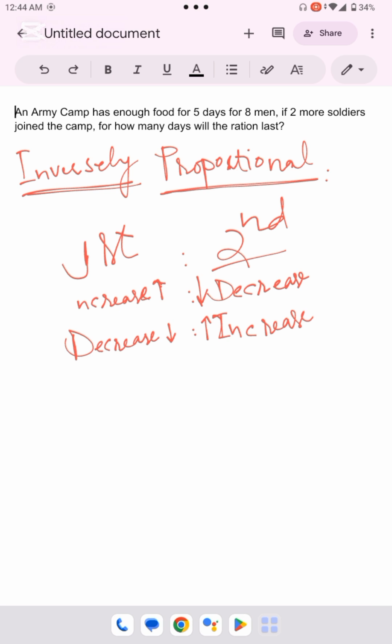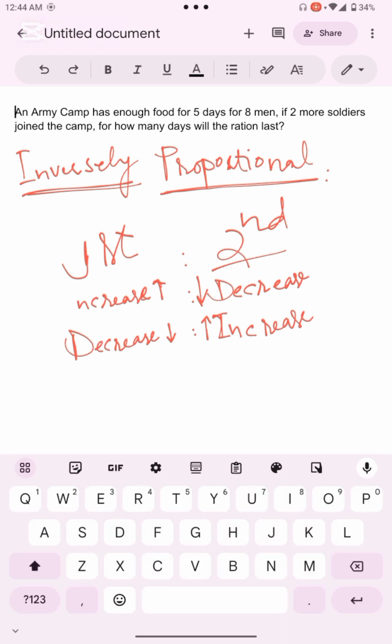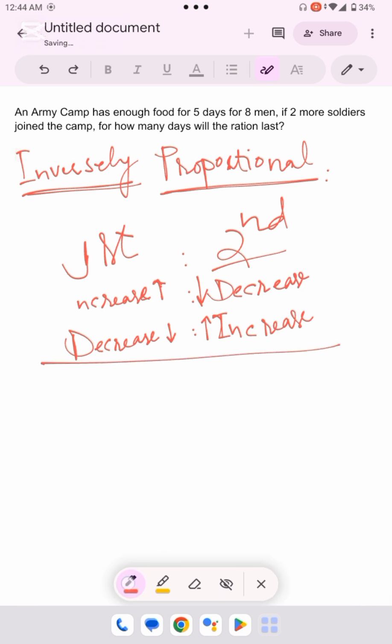Will the food last? That's the question. For example, if there is a camp and there are 8 soldiers, and somehow two more soldiers join the camp, then for how many days will the ration last? That's the question. So you need to calculate. All right, what do you want to find? First of all, you need to understand what you want to find. You have to find out how many days.